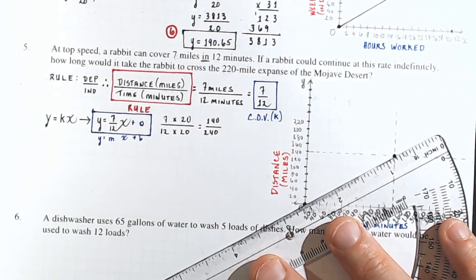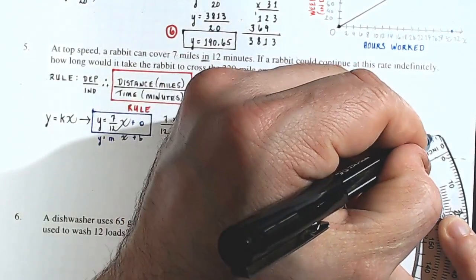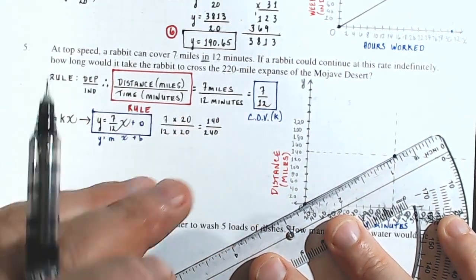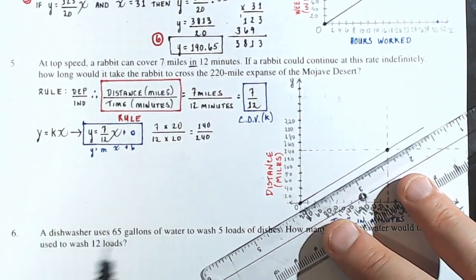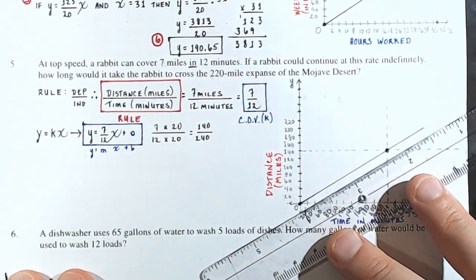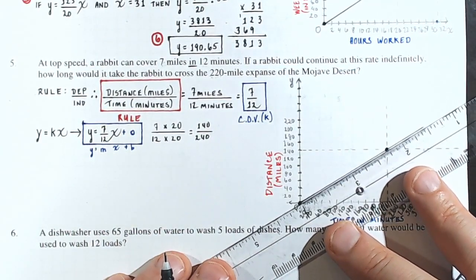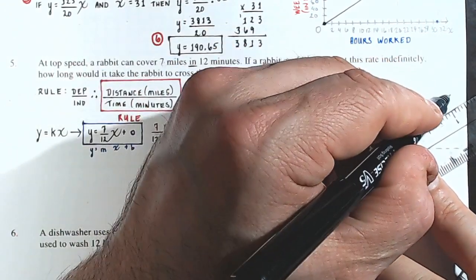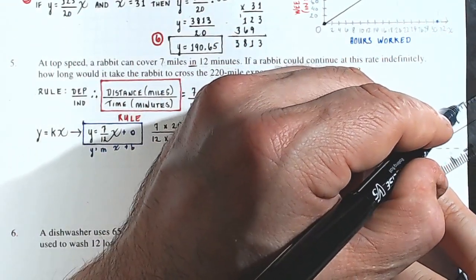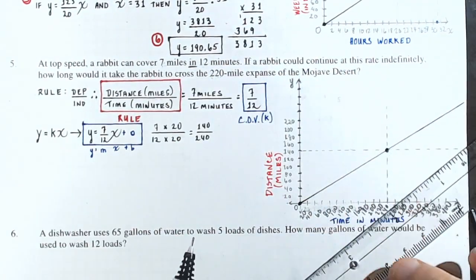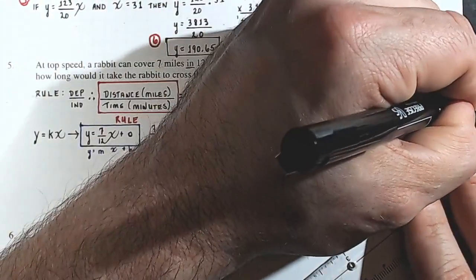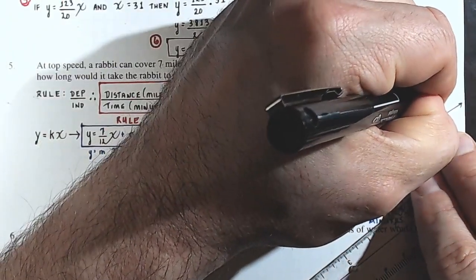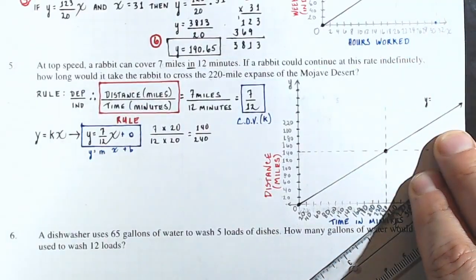Again, be super precise. You're going to need to extend this line out pretty much as far as it'll go, right? Okay, and this is y equals 7/12 x.